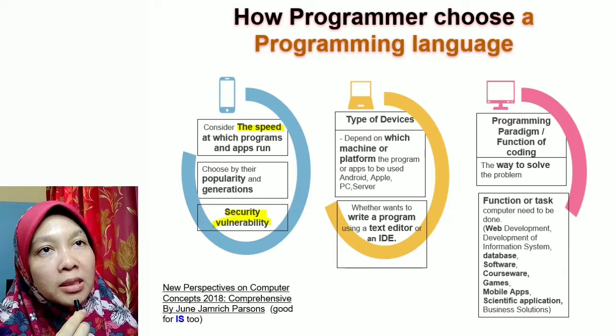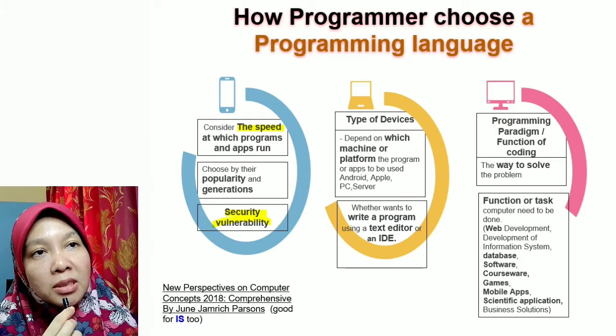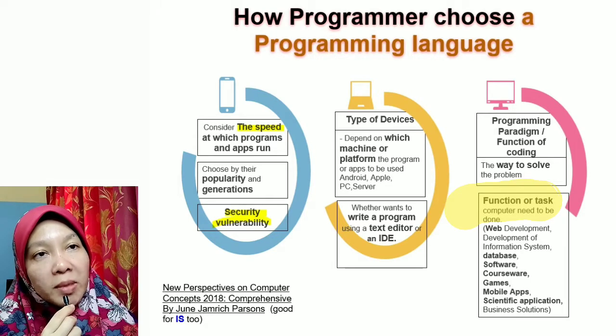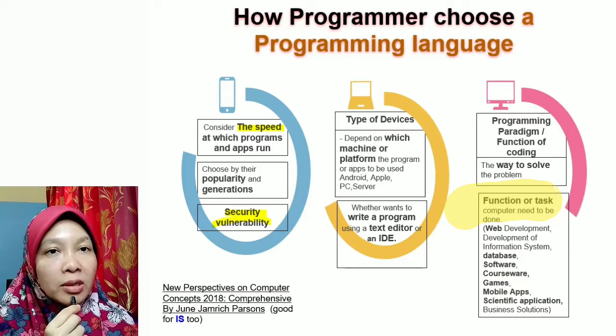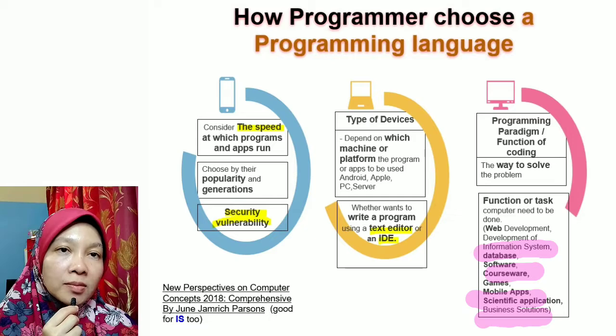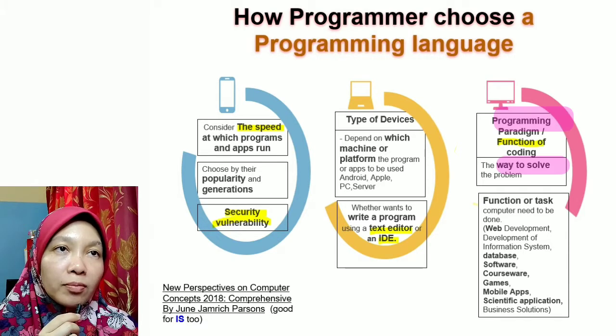The most important reason why a programmer chooses a programming language is based on the function or task the computer needs to do. Either you want to create a website, mobile apps, games, courseware, scientific applications, or business solutions. Last but not least, the way they want to solve the problem, what paradigm, programming paradigm they will use.